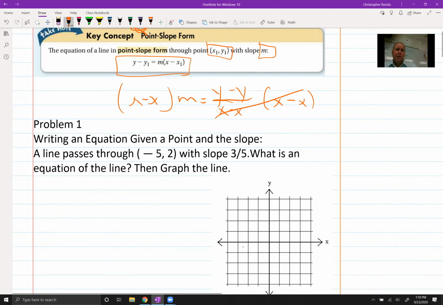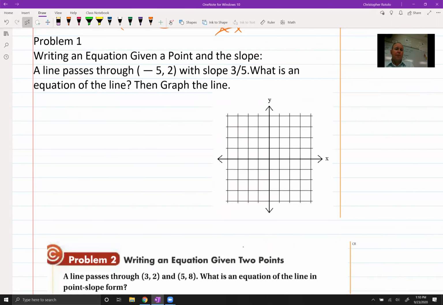All right, so how's it work? So we have a couple things we're going to do. The line passes through -5, 2, with a slope. We're going to write the equation of the line. So we're going to do that in point slope form. So y minus y, the slope, x minus x.